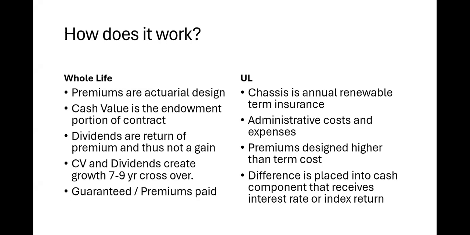And then, like I said, 7 to 9 years, you cross over. 7 to 9 years, there'll be more money in the contract in your cash value and dividend pool than premiums total paid. And you'll still be paying premium, but that cash value and everything will be growing substantially more. And the longer you live, the faster that growth because dividends are compounding on dividends and cash values compounding on cash value.